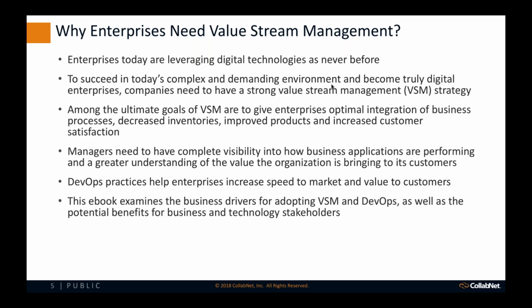And this ebook really examines that driving force of how value stream management and its incorporation of DevOps offer potential big benefits for business and technology stakeholders. Alan, do you have anything on that area that you want to expand on or have questions about?